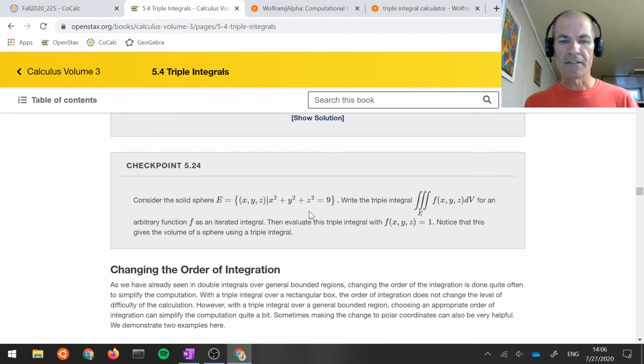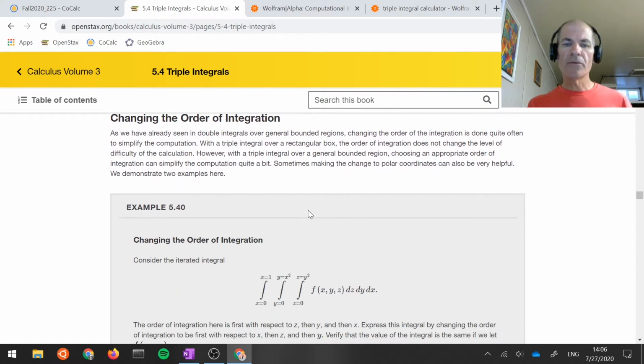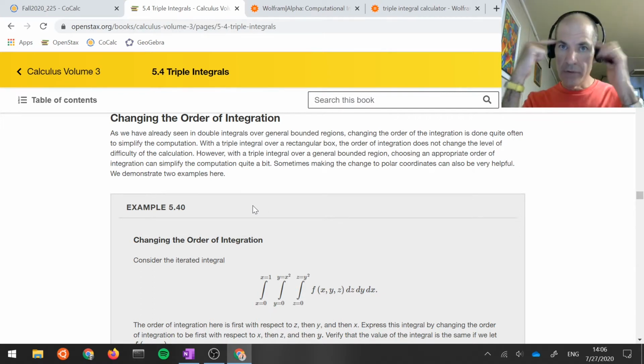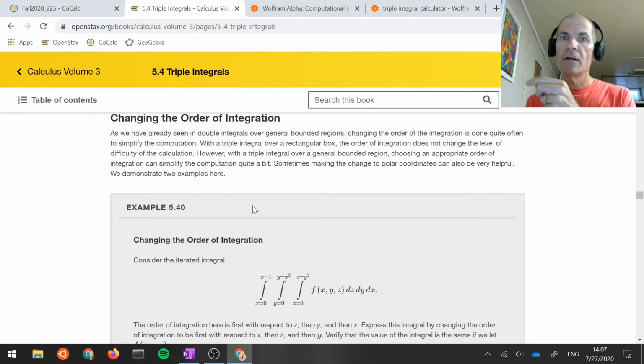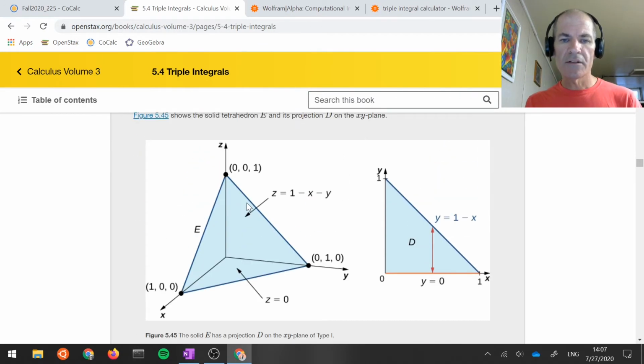So you can look at that example. Changing the order of integration is very much like changing the order of integration in 2D. You have to go back to the original shape and rethink every step. So up here, we integrated with respect to z first. We could have chosen to integrate with respect to y first. In this case, line segments parallel to the y-axis would always start on this face in the xz plane and end on the slanted face.